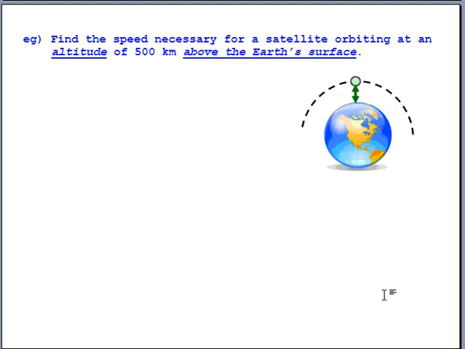So here's the first one. And I should tell you that pretty much everything that can go wrong with this one is set up to happen. So it says find the speed necessary for a satellite orbiting at an altitude. You're going to learn to dislike this word altitude. Other words that are sort of synonymous with that, and they might say it's 500 kilometers above the Earth's surface, or they might say it's at a height of 500 kilometers.